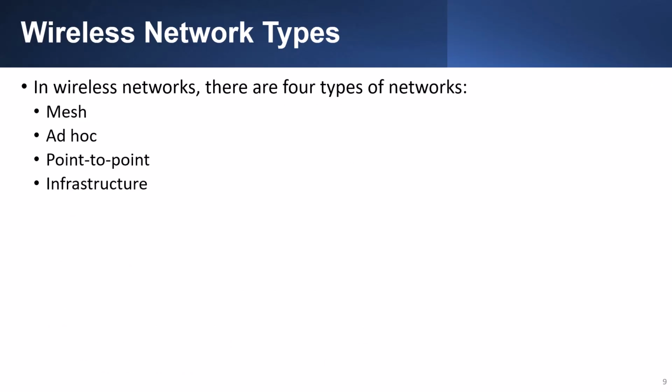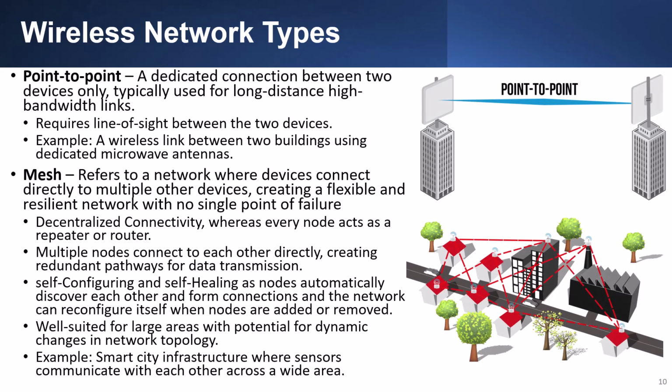In wireless networks, there are 4 types of networks: mesh, ad hoc, point-to-point, and infrastructure. A point-to-point connection is a dedicated connection between 2 devices only, typically used for long-distance, high-bandwidth links. It requires line of sight between the 2 devices. Examples include a wireless link between 2 buildings using dedicated microwave antennas.